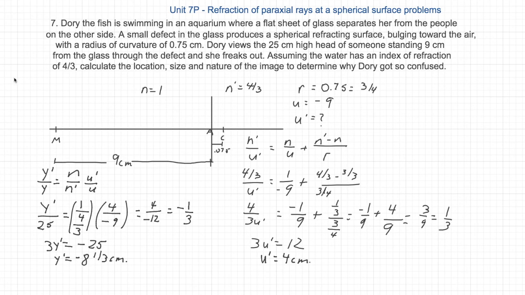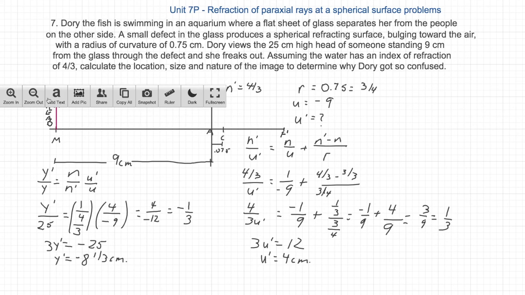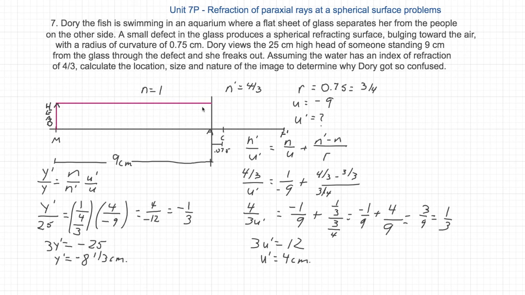So what does all this mean? It means that when Dory is swimming in the water, looking through that defect, there's a disembodied, upside down, shrunken head in front of her. And that, I think, would scare anybody, not only Dory the fish. Yeah, let's draw it out now.